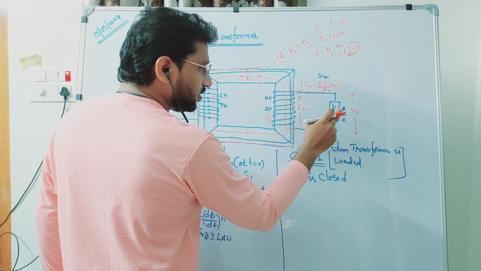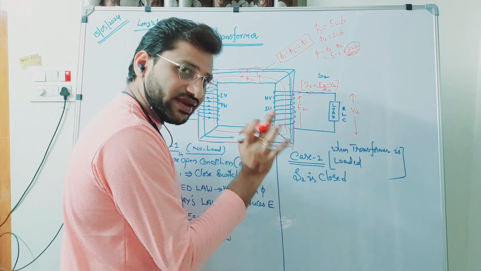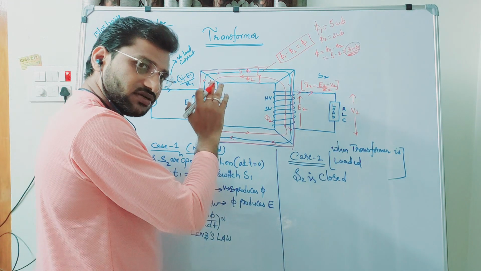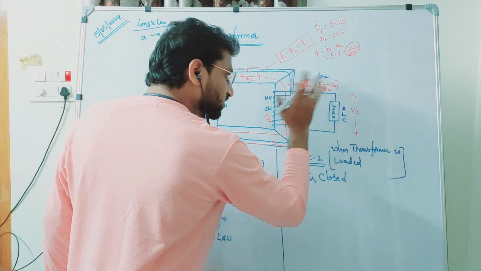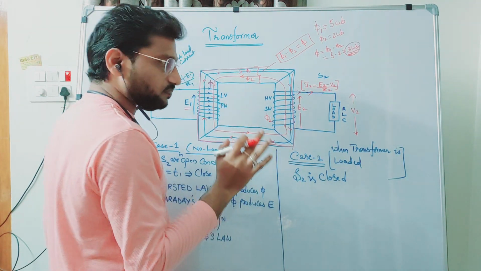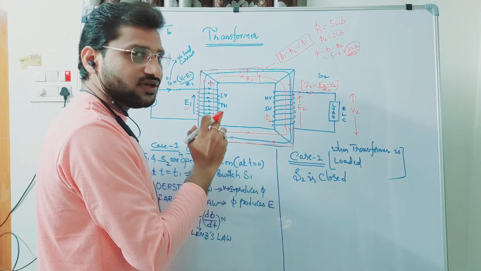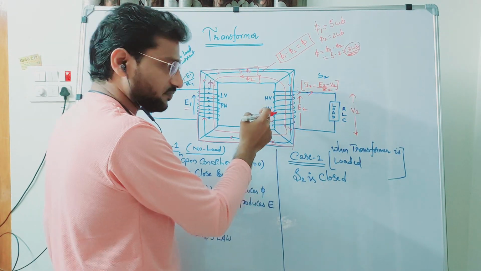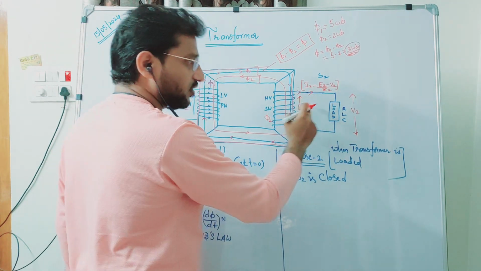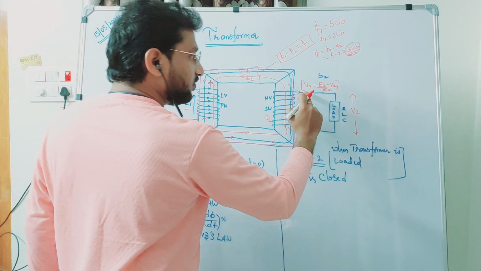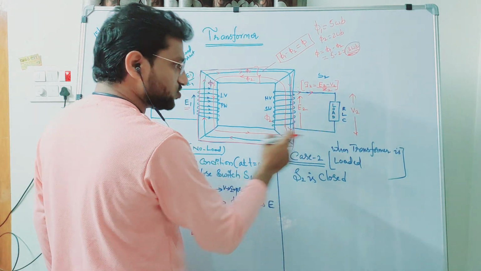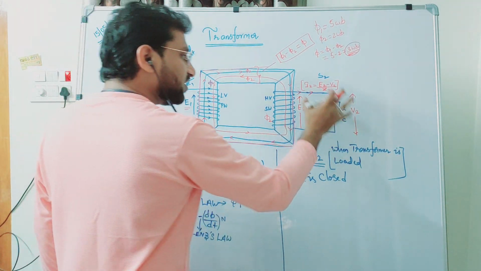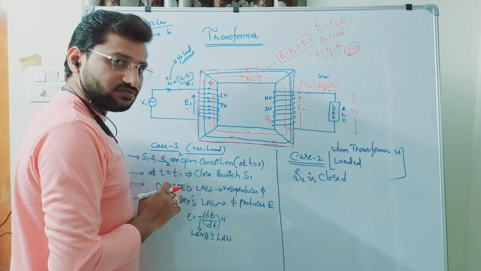Here, load is connected, I agree. When S2 is closed, does it mean that just because of closing you are getting everything? No. Flux is going there. When phi 1 is going there, it is going to produce some EMF, then only current, then only voltage. Again, when current is produced, it is going to produce phi 2. So all these things are happening because of phi 1.